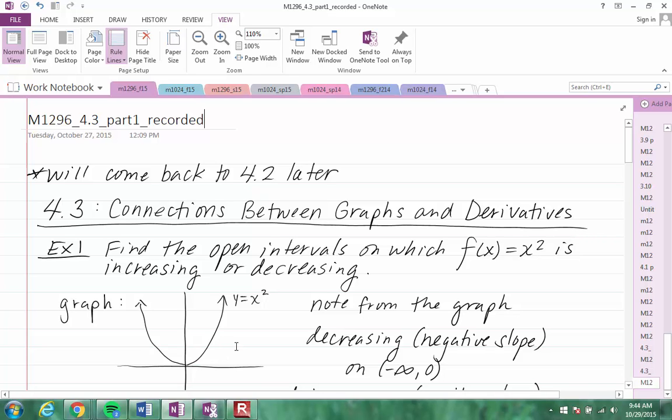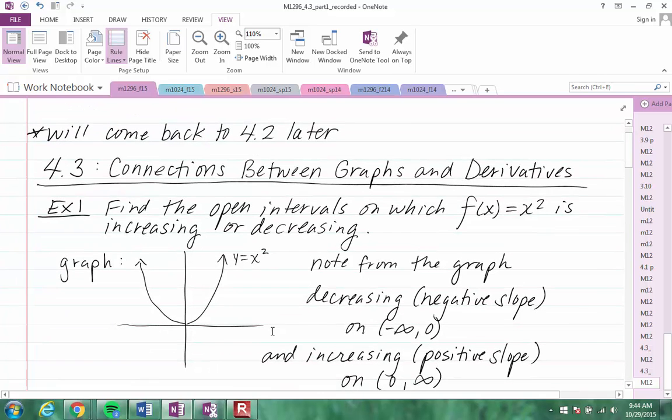So just a note that 4.2, we're going to come back to that. We're skipping it for now, so we're really just picking up where we left off in 4.1. So let's take a look at example 1. It says find the open intervals on which f of x equals x squared is increasing or decreasing.